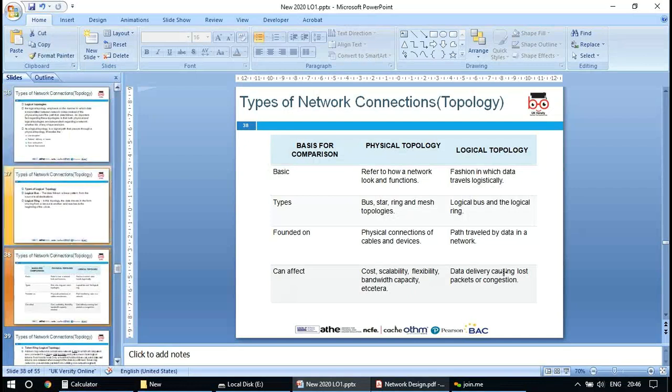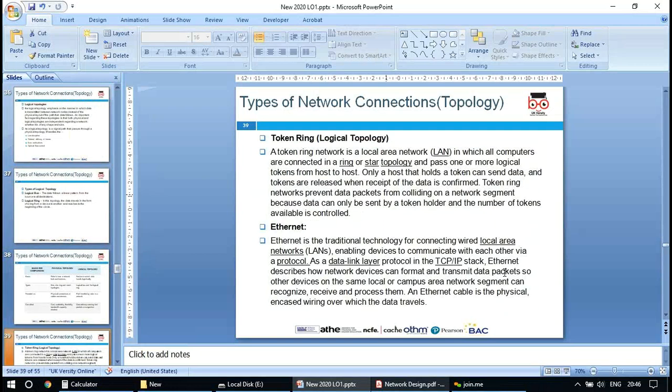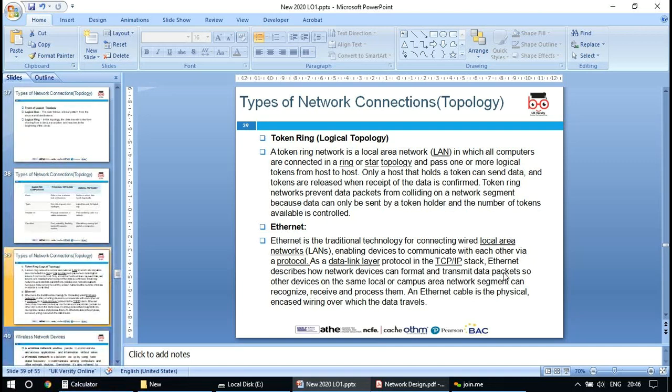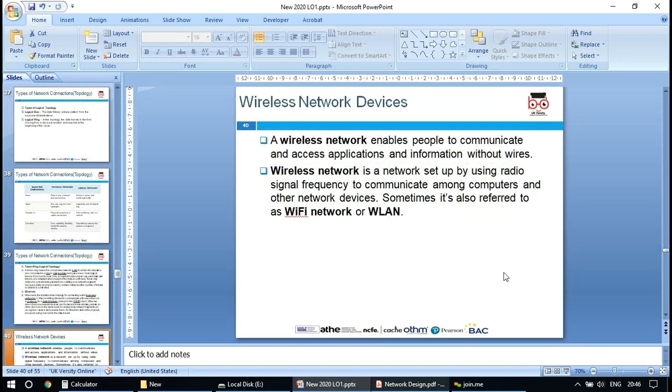Furthermore, if you remember the token ring and the Ethernet, these are basically the logical topologies. They enable you to work as a logical topology. Okay, so let me move to a few other things. Now that was about the topology. It's a very old concept. Not old, but we have been studying it for ages.